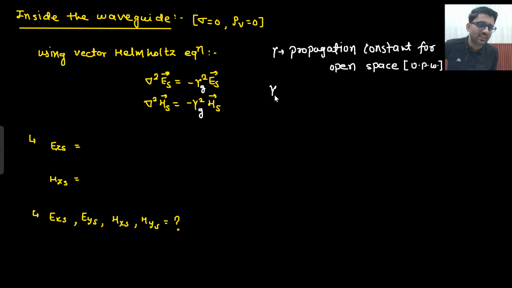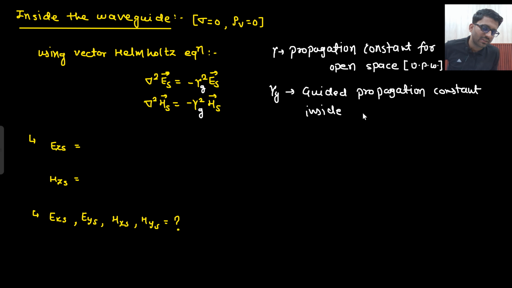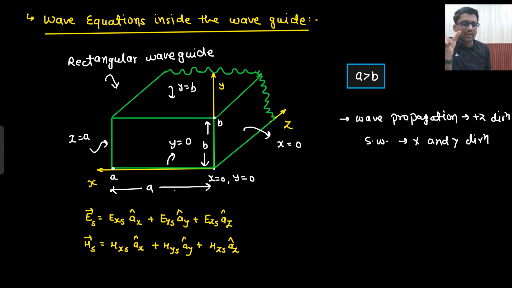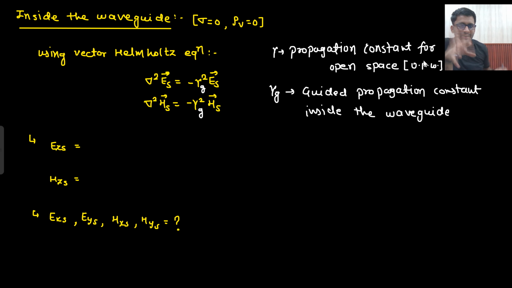And what do you mean by gamma g? Gamma g means guided propagation constant inside the waveguide. That means if the wave is propagating inside the waveguide, then what would be your propagation constant? So that would be gamma g, and that is known as guided propagation constant. So we will find all the parameters inside the waveguide and outside the waveguide, or for uniform plane wave.